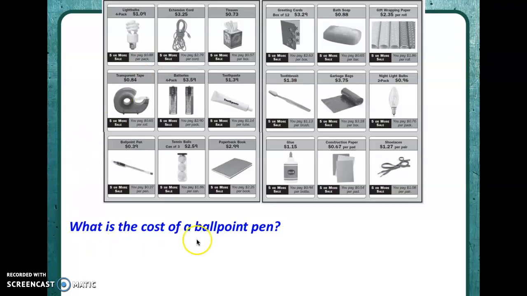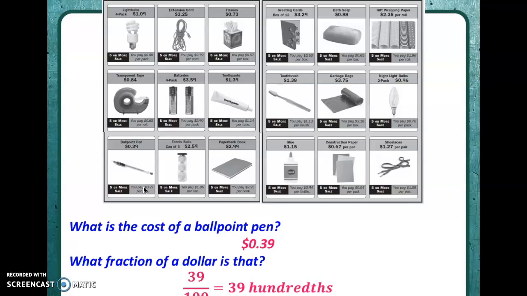It says, what is the cost of a ballpoint pen? Okay, so I'm going to go and find a ballpoint pen, which is right here. Hopefully you are looking at this and can see that a ballpoint pen is worth 39 cents. Now it says, what fraction of a dollar is that? Well, if you can read the decimal, it looks like the decimal is 39 hundredths, or 39 cents out of a dollar. So it would look like this.